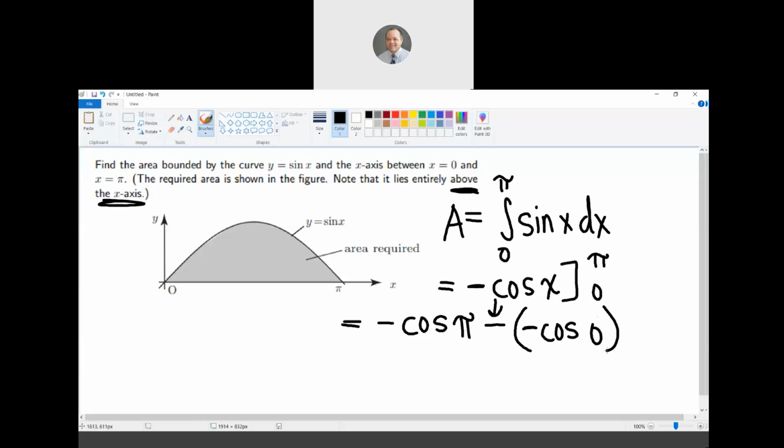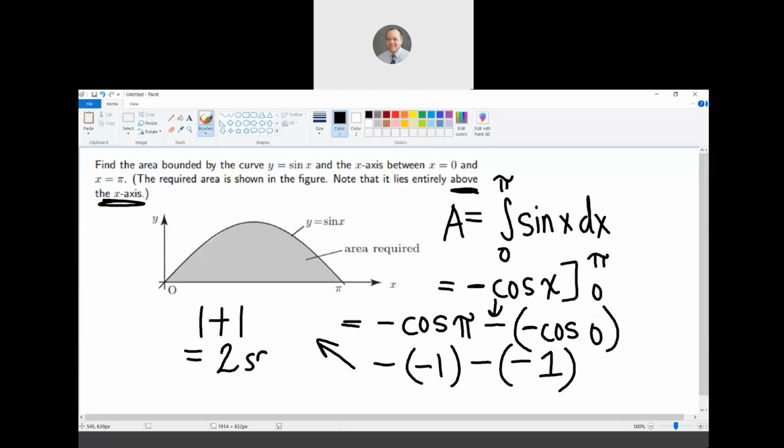Now, cosine of pi on your unit circle is negative 1. And cosine 0 is 1, but it's negative. Now, when we take care of the double negatives, they turn into positive signs. So we're left with 1 plus 1. So the area under our curve going from 0 to pi is exactly 2 square units.